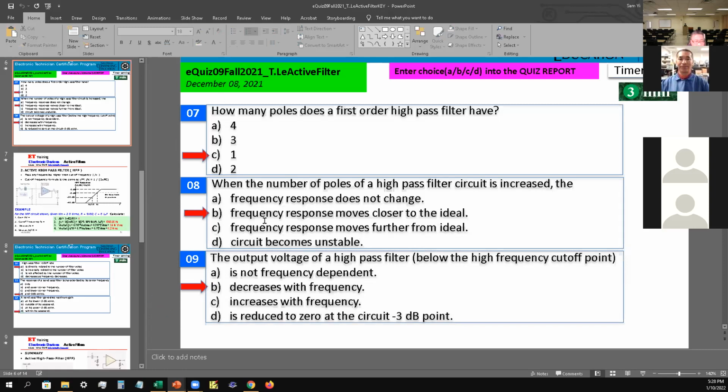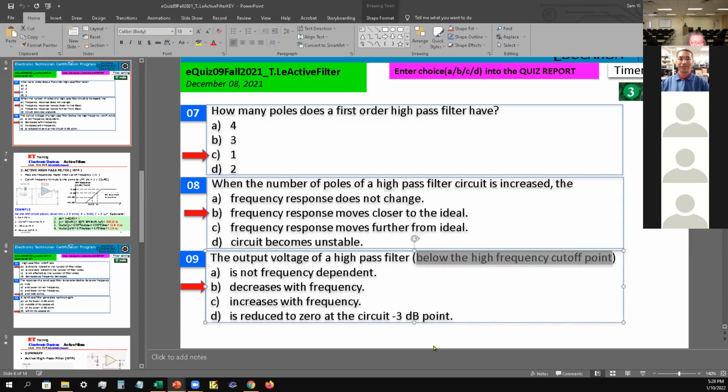Any other question? Do you get credit for that since the wording is ambiguous? That's up to Mr. Pham to give you. But the thing is, they already tell you below the cutoff, so the voltage has to be decreased. The output voltage decreases with decreasing frequency on the high pass filter. Mr. Pham said B is the answer for number 9. All right, Michael, I tried. Thank you.